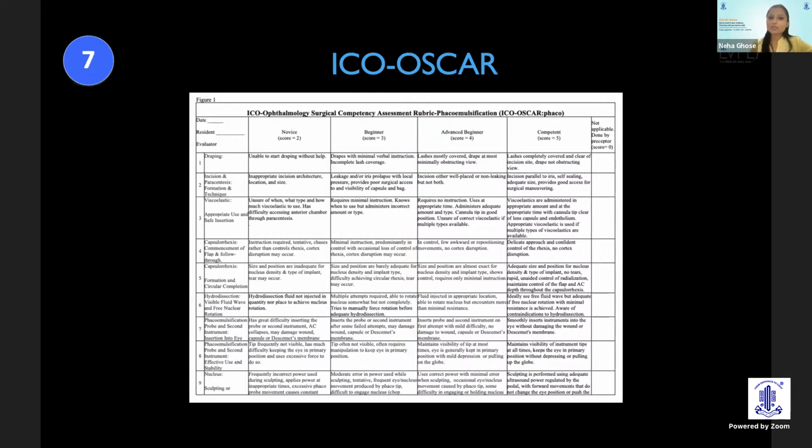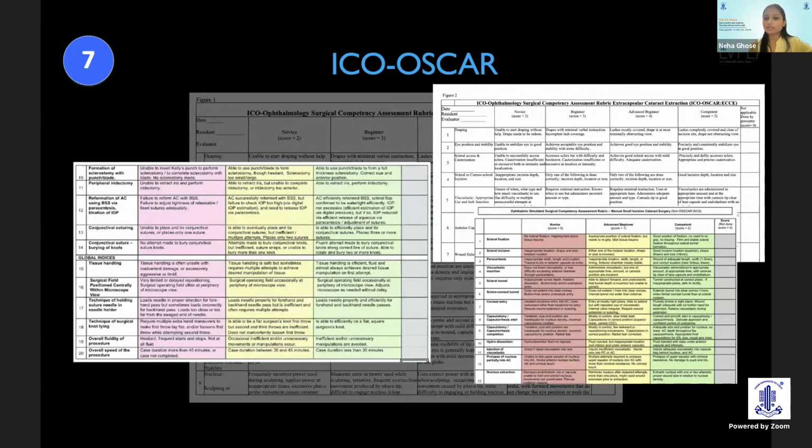The next very important tool is the ICO OSCAR. OSCAR stands for Ophthalmology Surgical Competency Assessment Rubric. And this is present not only for phacoemulsification, but for many other surgeries such as ECCE, manual SICS, trabeculectomy, pterygium surgeries, and external DCRs as well.